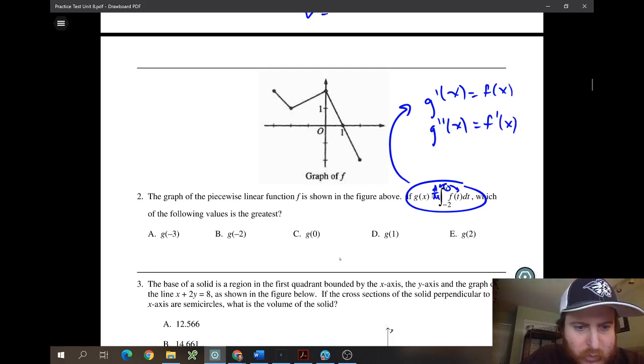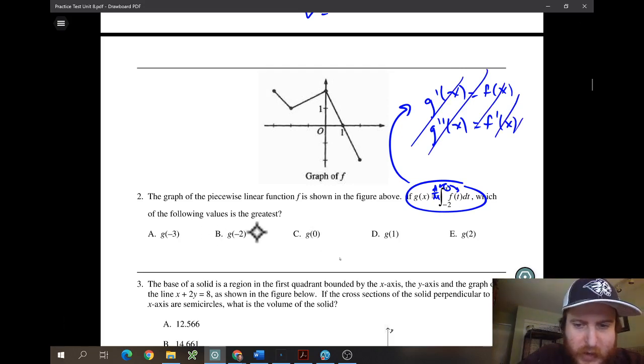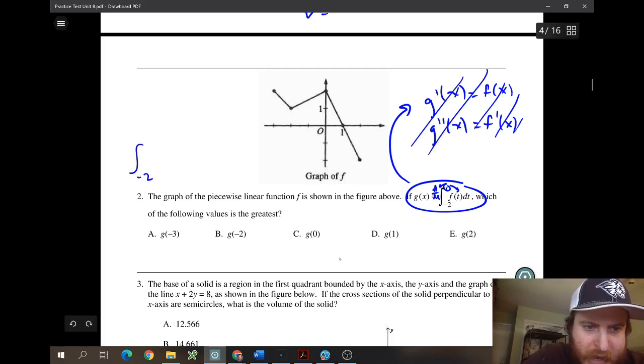So it says, which of these values is the greatest? And we're asked for g of negative 3, g of negative 2, g of 0, g of 1, and g of 2. So actually everything I wrote didn't matter for this question, but it's good practice, okay? So when we're talking about the g values, we're actually talking about the integrals. So we're talking about the integrals from negative 2 to x of f of t dt. So that's the area under the curve. Right, so when we're talking about just g, it's the area under the curve.